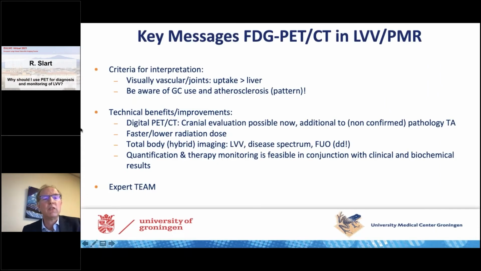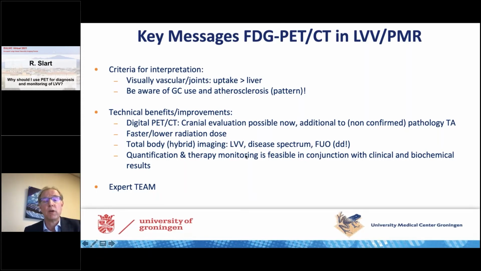So, coming to the key messages. Criteria for interpretation: look at the uptake against the liver, as well as vascular and joint structures. Be aware of steroids and atherosclerosis. Look at the pattern. Technical benefits: with digital PETs, cranial evaluation is now possible, and maybe it can be helpful in inconclusive pathology or ultrasound. New cameras have faster acquisition and lower radiation dose.